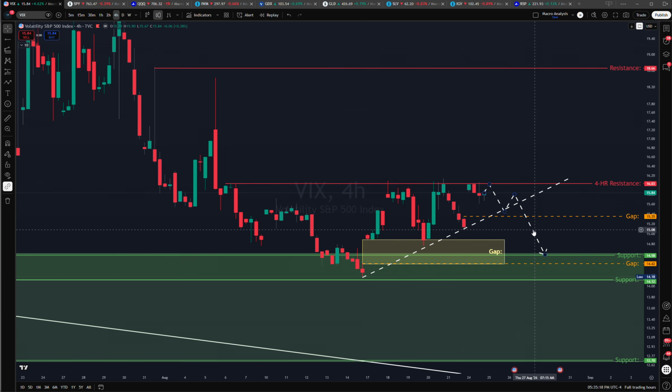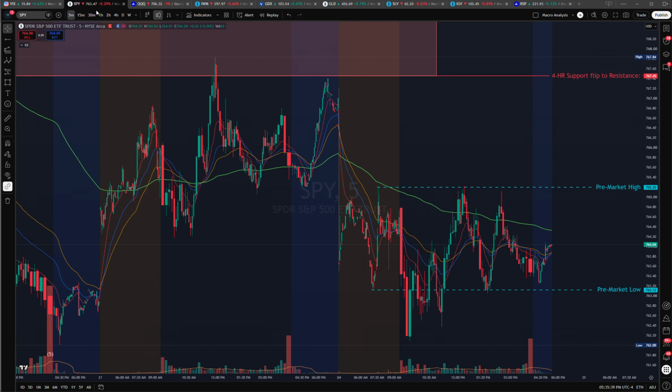Let me just remove that. So yeah, there's a gap here. So you could always see this gap gets filled. We had to come down, and we could always fill this gap and then break, but you're still compressing. And until you see a move in either direction, we're just going to wait and see what is going to happen.